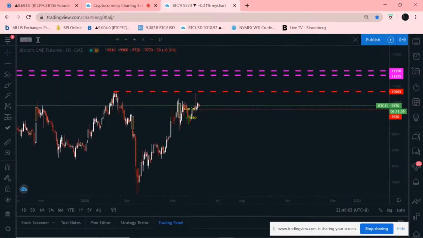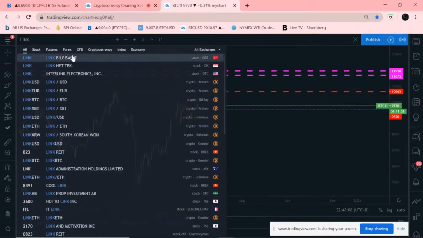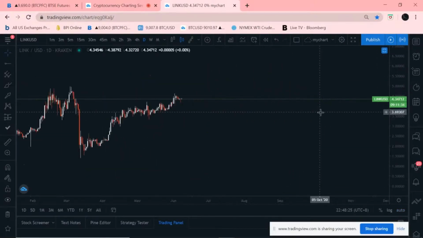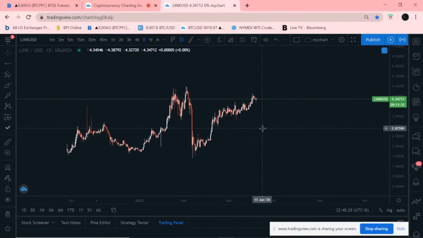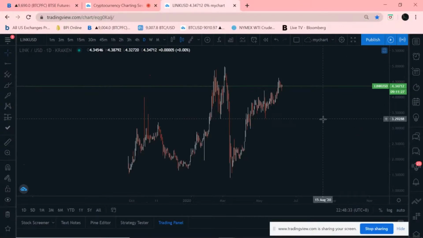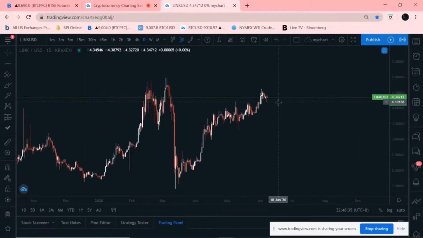Let's move on to Link. I'm waiting for it to be listed on the BitC exchange, however at the moment it's not yet listed. So let's use Kraken. Wow, it's almost also at almost at the high.